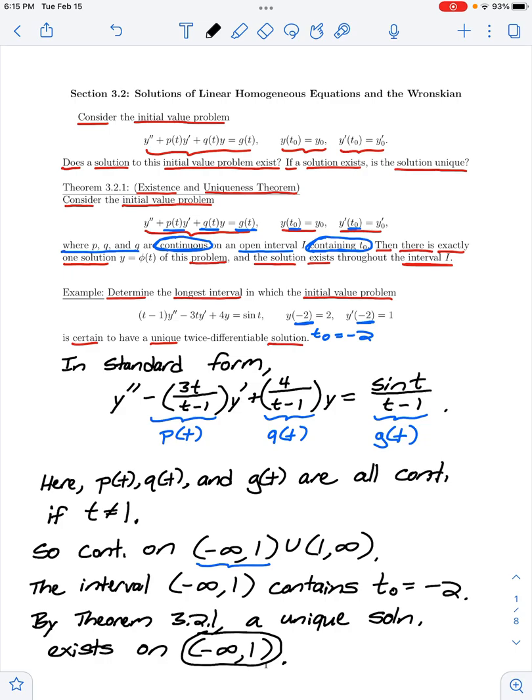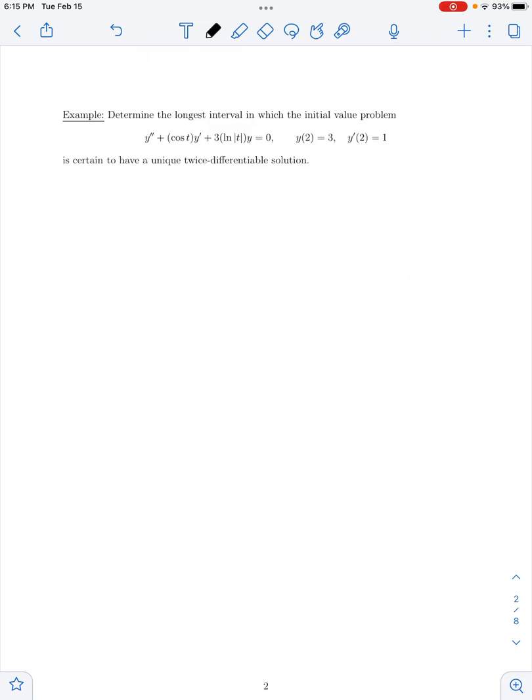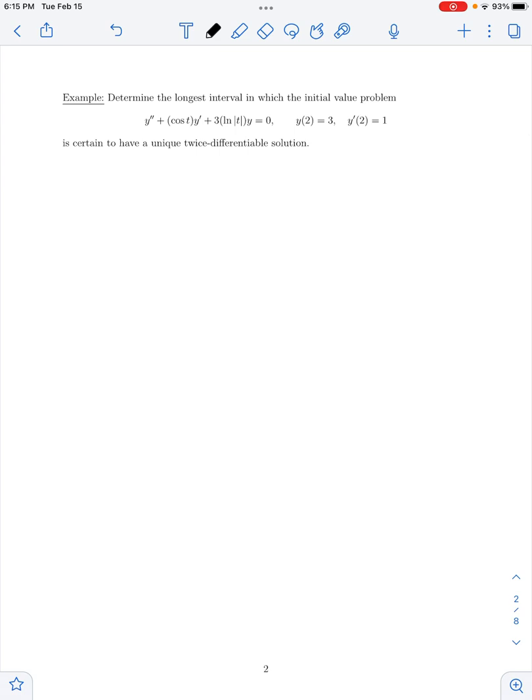So let's look at another example of this same sort of problem. Here we have something similar. We are being asked to again determine the longest interval in which the given initial value problem, shown here, is certain to have a unique twice differentiable solution. So in this example, we see that our differential equation is already written in standard form. So we can go ahead and identify our coefficient functions.